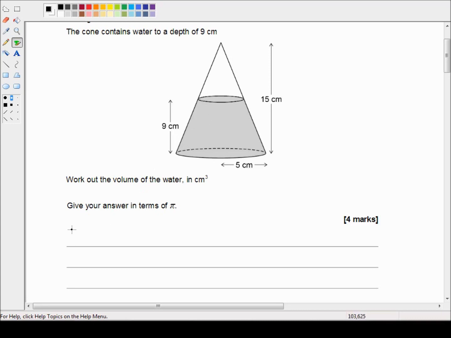Okay, so the volume of the large cone is 1/3 times pi times r, which is 5 centimeters, squared, times the height, which is 15. Well, we can cancel this 1/3 with the 15, because 1/3 of 15 is 5, so this just becomes 5. So this is effectively 5 cubed times pi, so this is 125 pi.